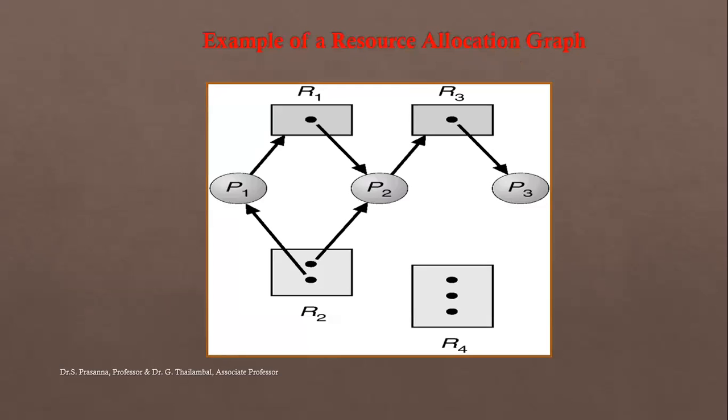Example of a resource allocation graph. We have 3 processes. In this graph, P1 is requesting resource R1 and P2 is assigned resource R1.